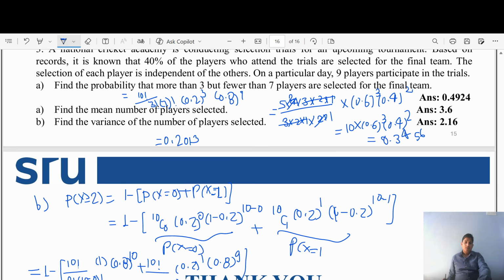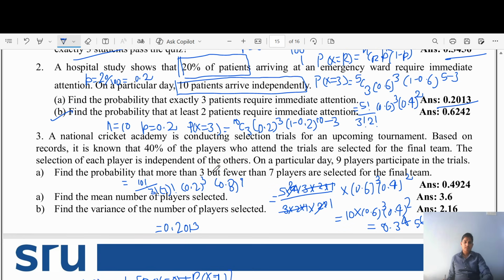Okay. Now we move on to the third part. A National Cricket Academy is conducting selection trials for an upcoming tournament. Based on the records, it is known that 40% of the players who attend the trials are selected for the final team. The selection for each player is independent of the other. On a particular day, 9 players participate in the trials. Find the probability that more than 3 but fewer than 7 players are selected for the final team. Find the mean number of players and find the variance.